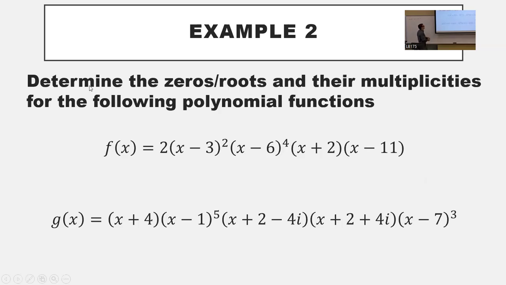So let's take an example of 2 different functions that have already been factored. We have f of x, which is equal to 2 times (x minus 3) squared times (x minus 6) to the 4th power times (x plus 2) times (x minus 11).